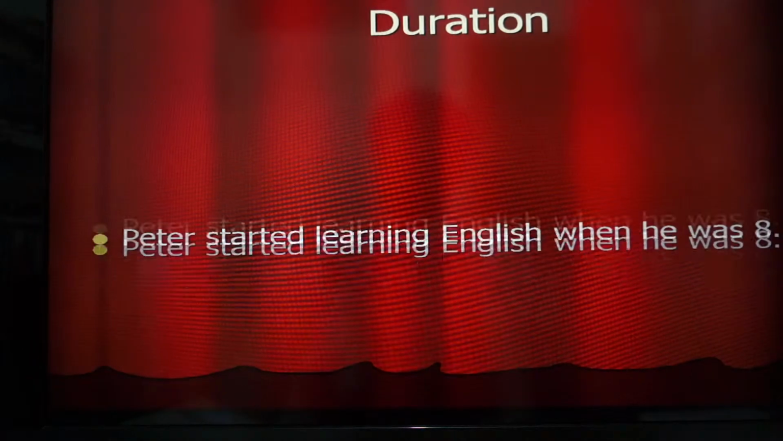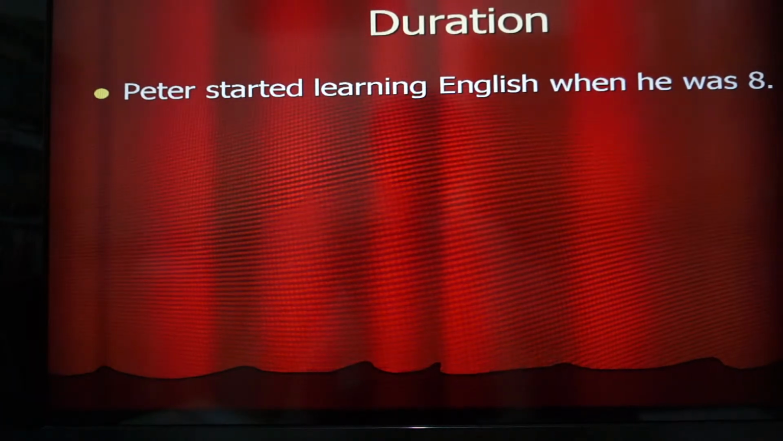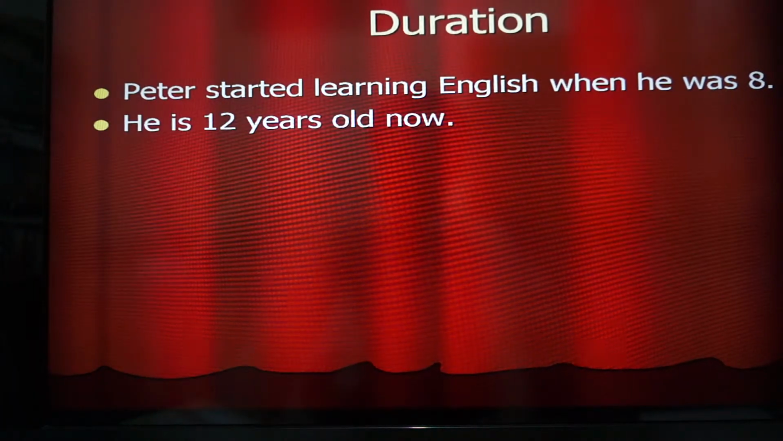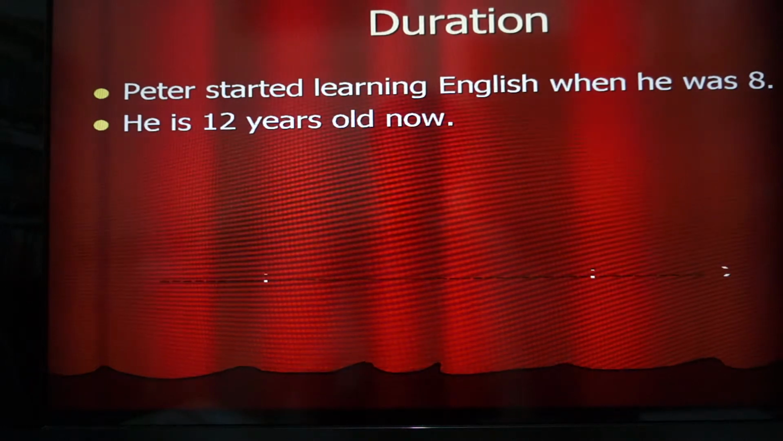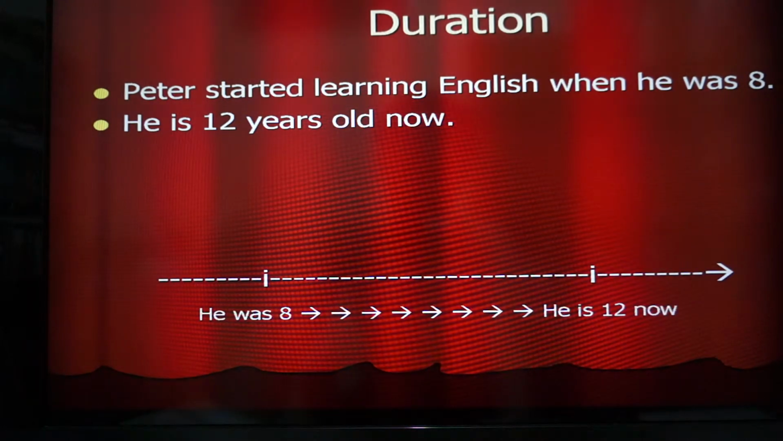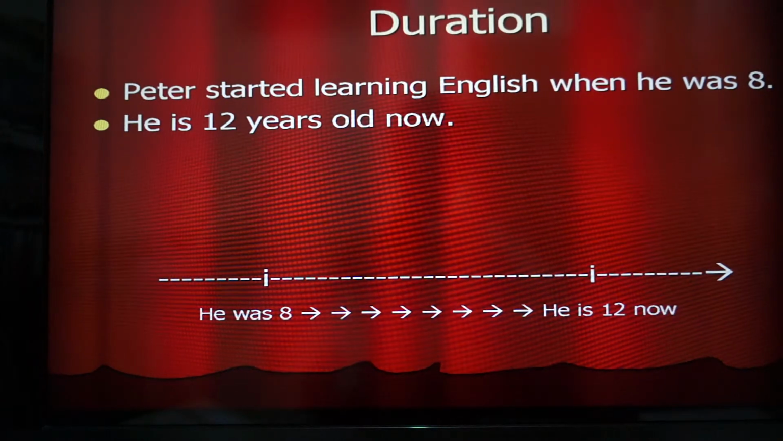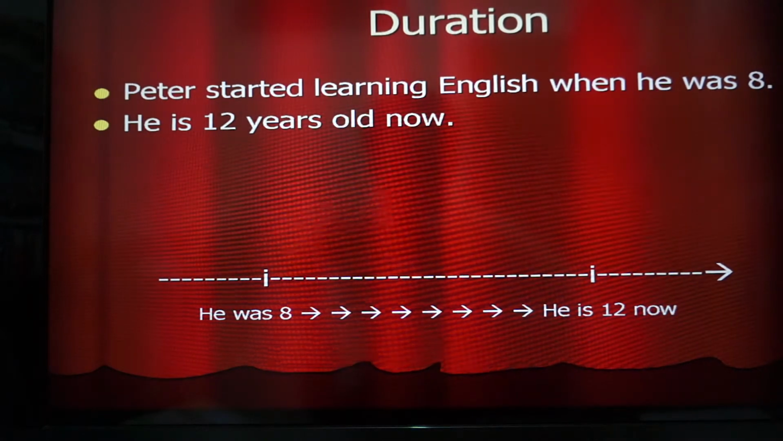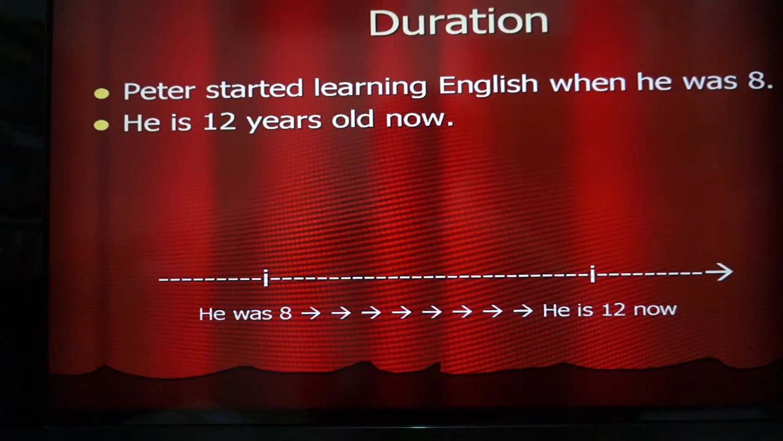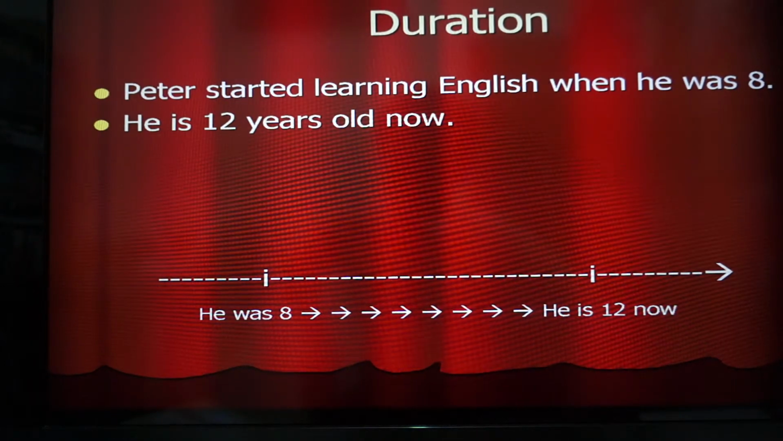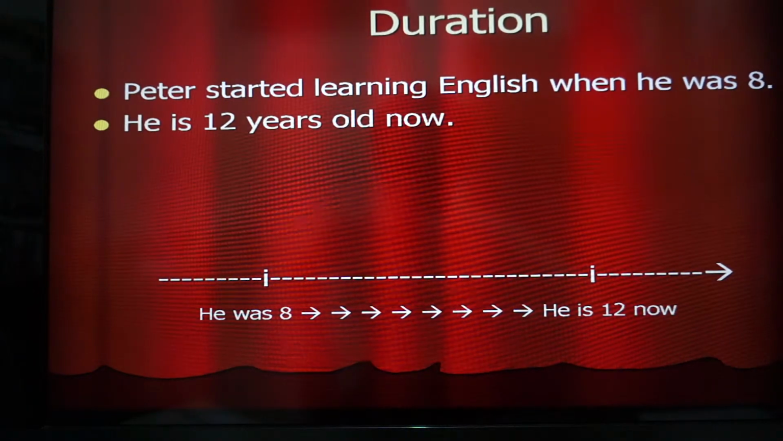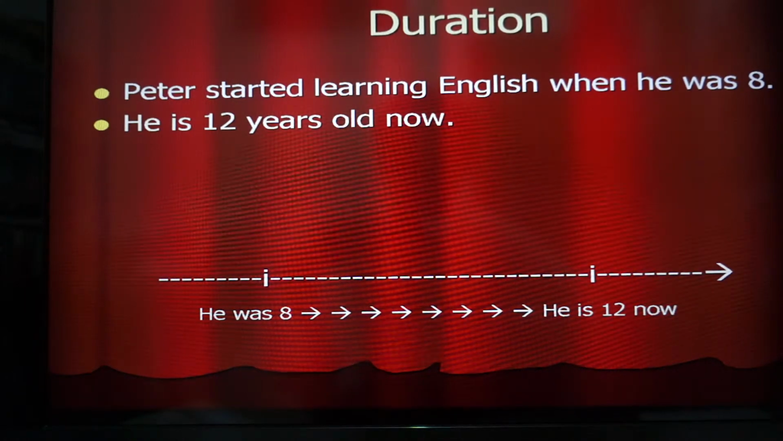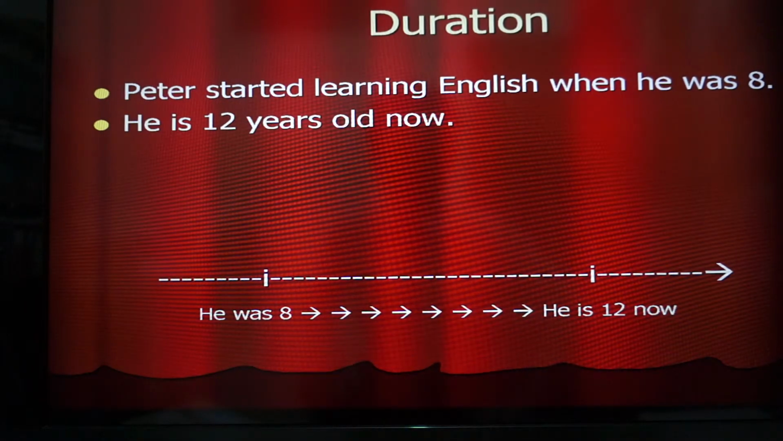Duration. Peter started learning English when he was 8. He is 12 years old now. Let's look at the timeline. He was 8, now he is 12. So he started learning English when he was 8, some point in the past, and he is still doing it now. We use the present perfect tense to talk about things like this. Something that we started in the past and we are still doing it right now.